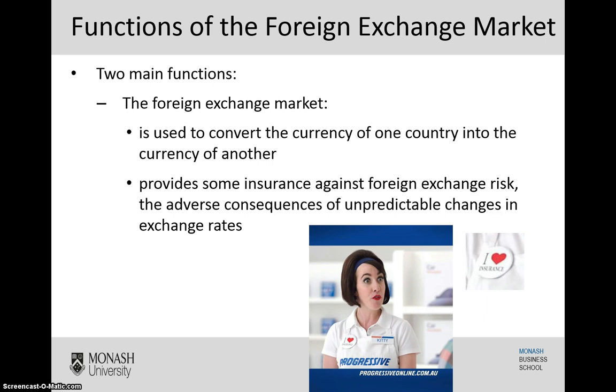So we're going to go through each of these two key functions in turn and look at, in particular, the latter, how firms can actually provide some insurance against that foreign exchange risk.